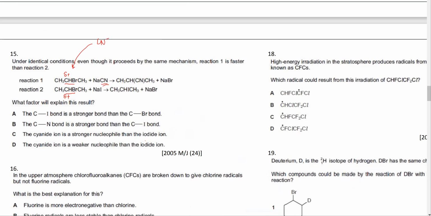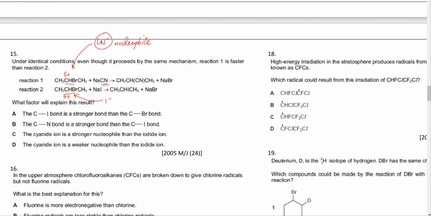You have CN minus nucleophile, and the other one has probably I minus nucleophile, and that would be attracted to this positive carbon atom. So both halogenoalkanes always undergo nucleophilic substitution. This over here is a nucleophile: anything that's attracted to positive charge. So what factor will explain this?